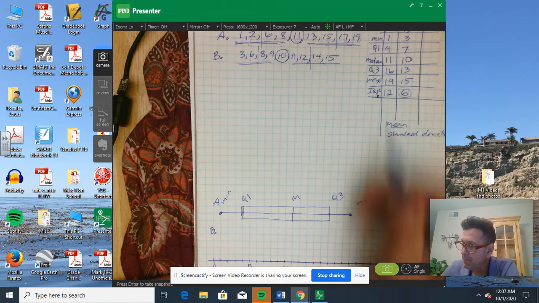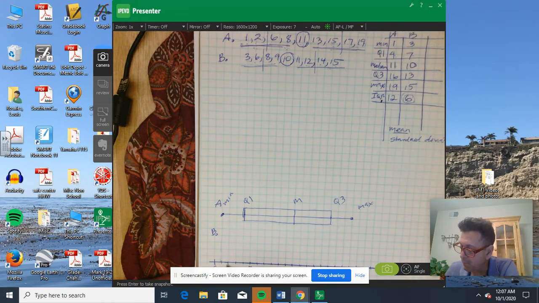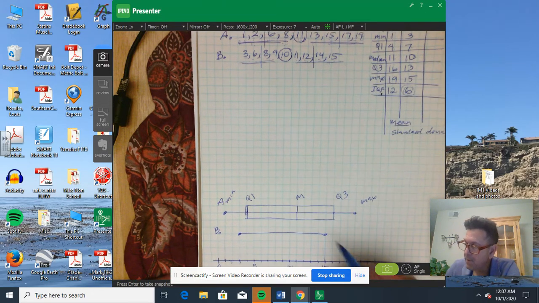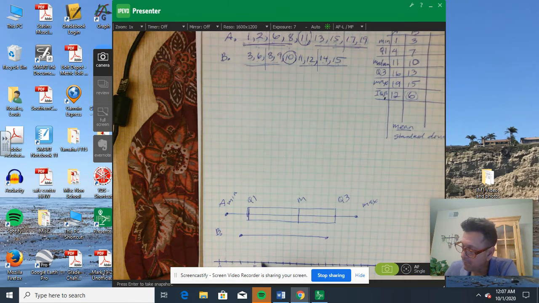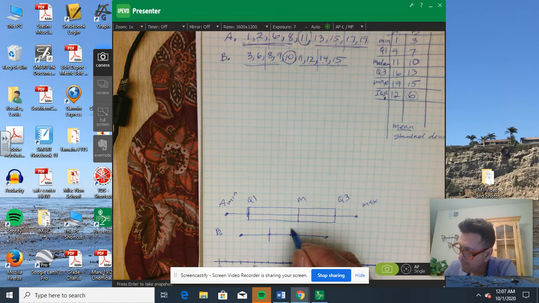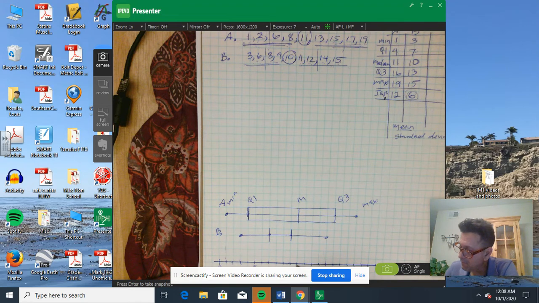B is going to go from 3 until 15. 1, 2, 3. 15 is over here. And what do we have? First quartile 7. Median 10. And third quartile 13.